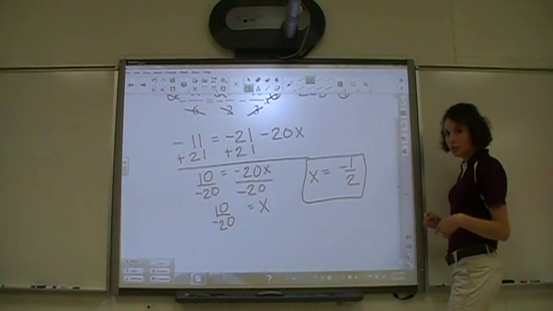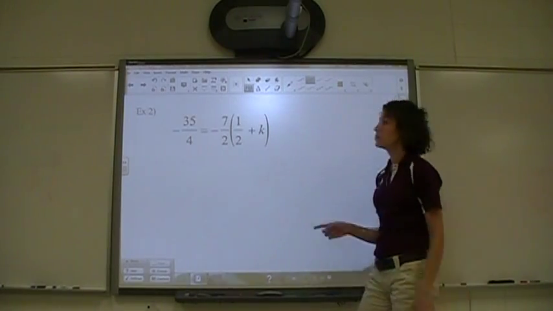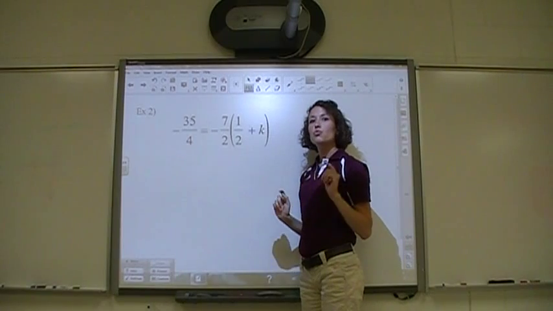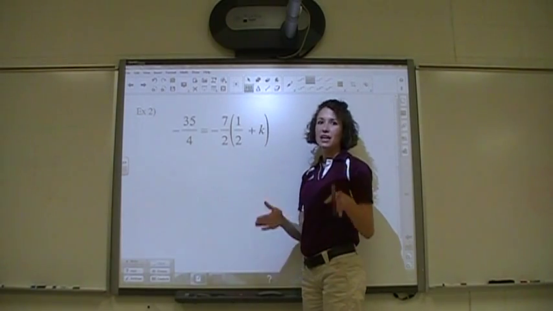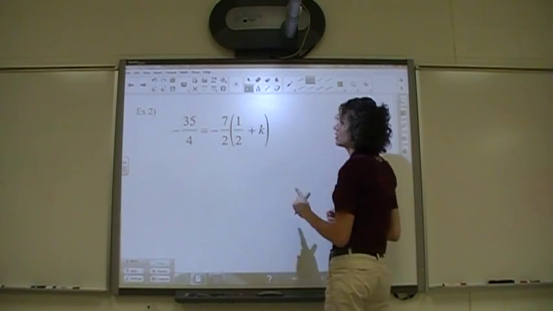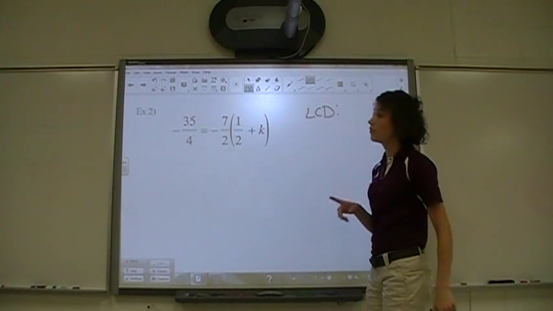Alright, let's try another one where we're going to be clearing fractions. Now this one's a little bit different because we have these parentheses here, okay? When you have parentheses, you only multiply on the outside of your parentheses. But we want to find our least common denominator just like how we did the first time.